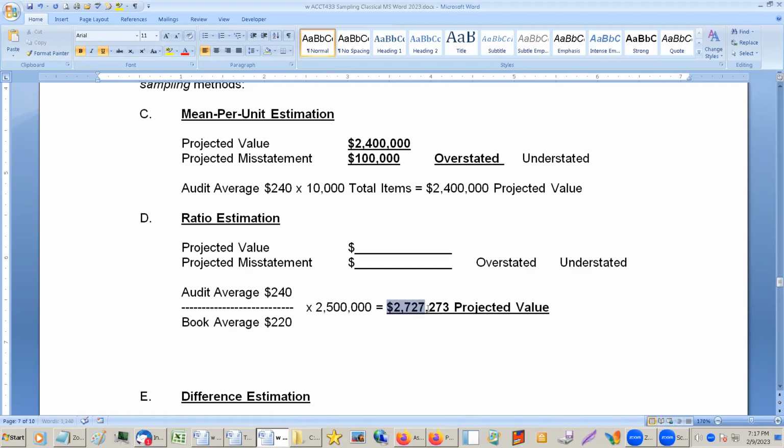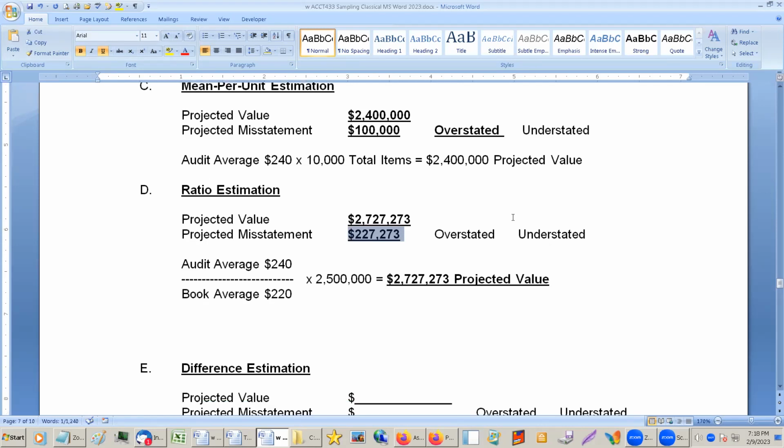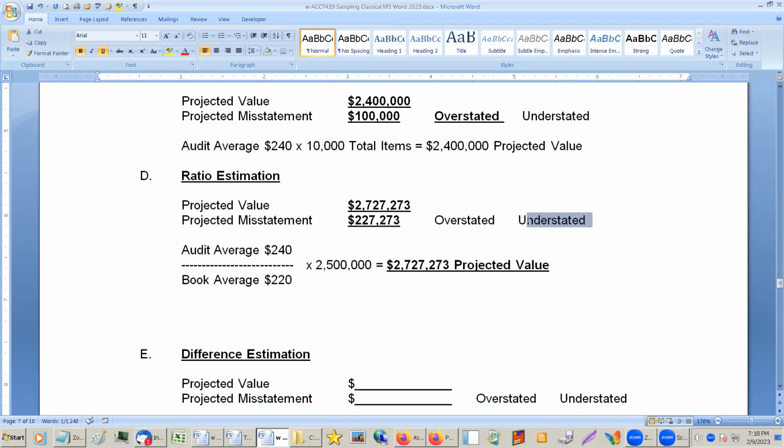And this is kind of strange because this one will give you a projected misstatement of 227,273. And will it be overstated or understated? I have understated. Yeah, that's the really weird thing here.